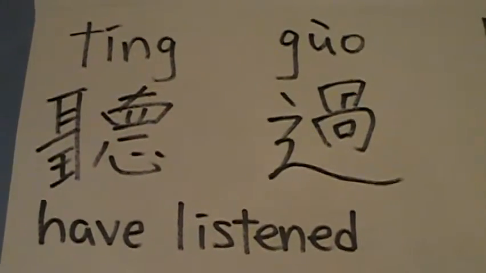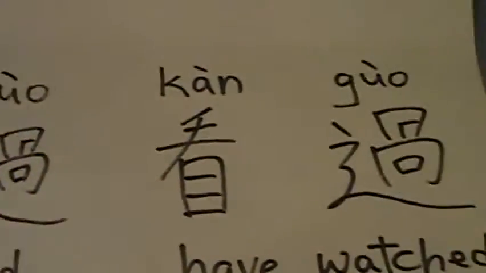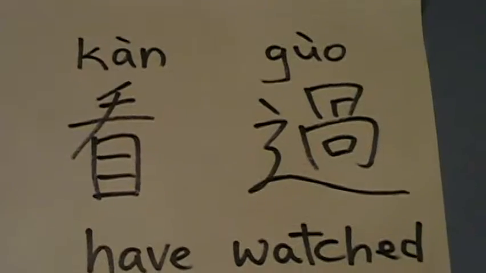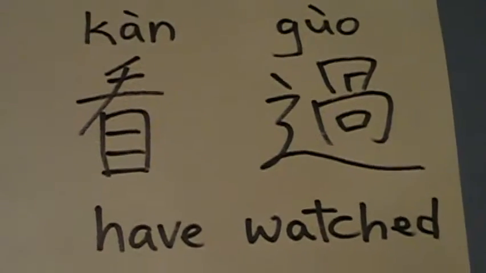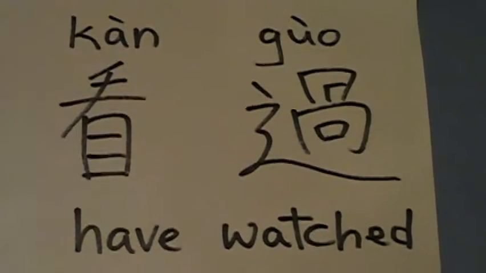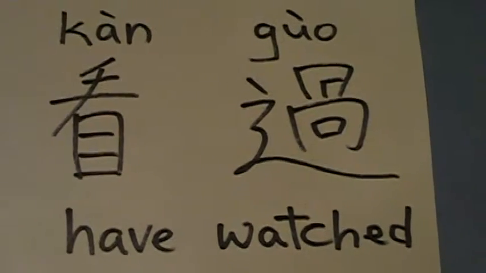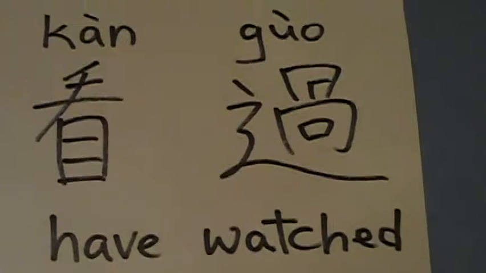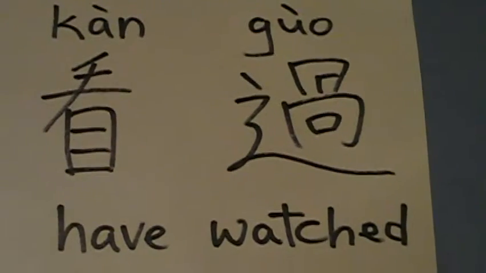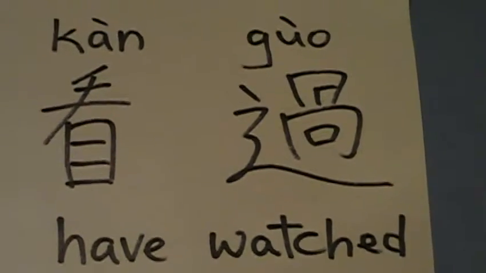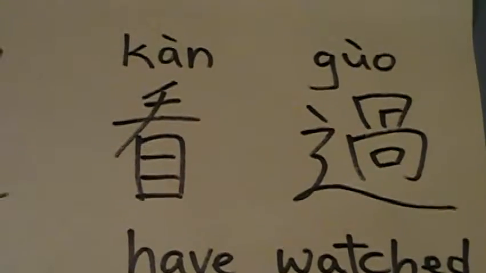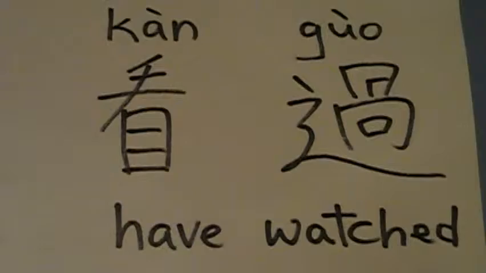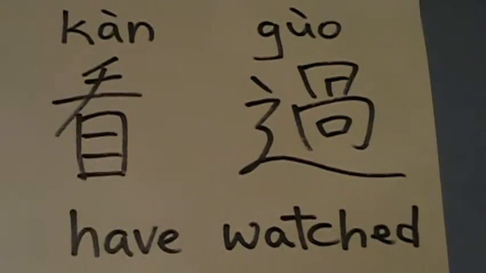Similarly, for another verb we have just learned, kan, adding 过 behind kan makes the action of watch in the past tense or the present perfect tense, an action of the past. By adding 过 to kan, watch becomes have watched or watched.